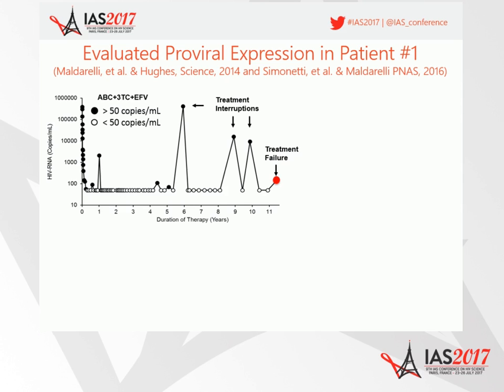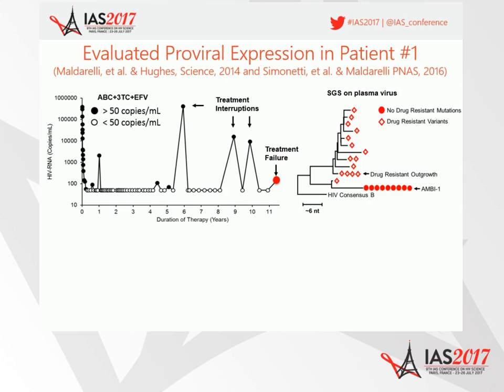We took that sample and did single genome sequencing on the plasma. What we found was 2 populations in the plasma. We found a population of drug-resistant viruses, shown in the open diamonds. This is a highly diverse population, suggesting that it is likely undergoing multiple rounds of viral replication, which would make sense because these variants have multiple drug resistance mutations against the current regimen.